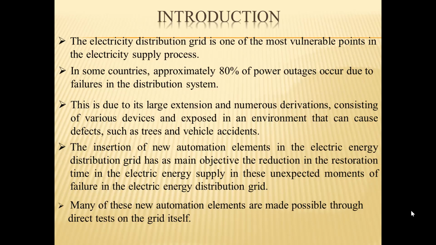The electricity distribution grid is one of the most vulnerable points in the electricity supply process. In some countries, approximately 80% of the power outages occur due to failures in the distribution system. This is due to its large extension and numerous derivations consisting of various devices and exposed to an environment that can cause defects. Many of these new automation elements are made possible through direct tests on the grid itself.